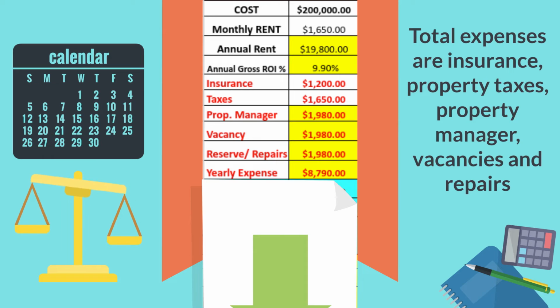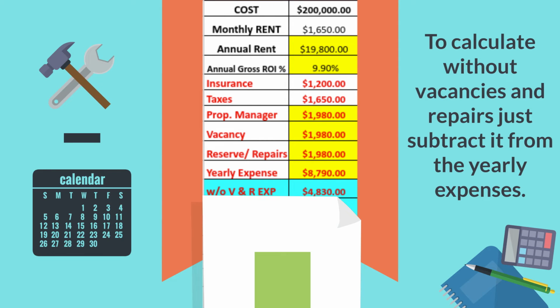Total expenses are insurance, property taxes, property manager, vacancies, HOA, and repairs. Any monthly expenses would be added in this section. To calculate your return without vacancies and repairs, just subtract it from the yearly expenses. This would let you know how much your expenses would be without those items. Some investors do not include that or forget to include those items.